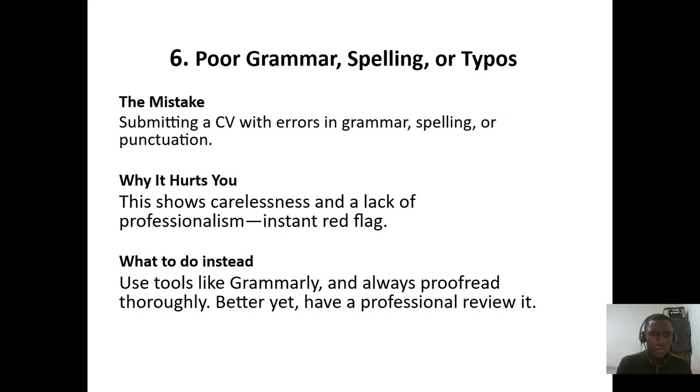So what you have to do is use tools like Grammarly and always proofread thoroughly. You use tools like Grammarly to correct the various basic mistakes that you have, spelling and grammatical errors on your CV, all those punctuation errors. And even after Grammarly has worked to correct that, always proofread your CV thoroughly to make sure that there is no error on it. And better yet, have a professional review it.